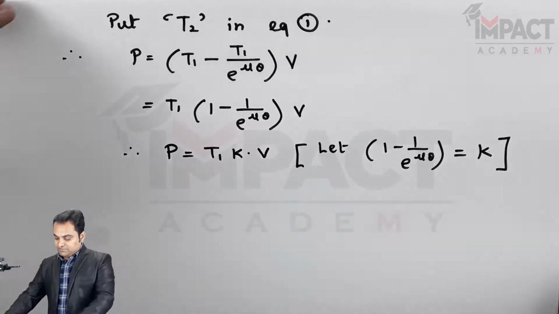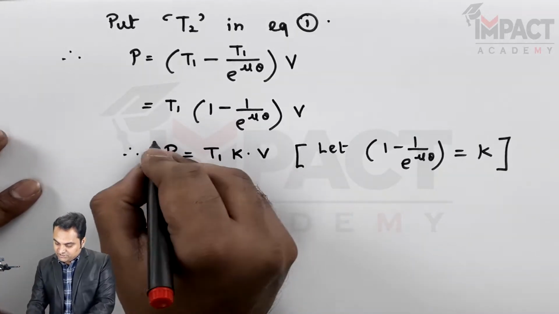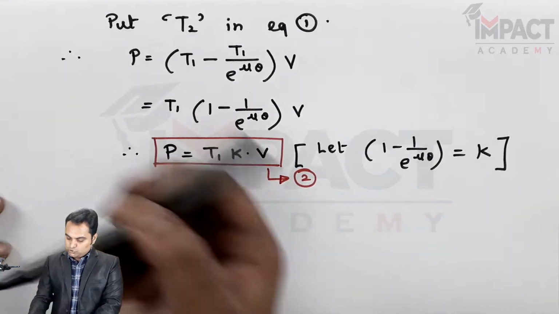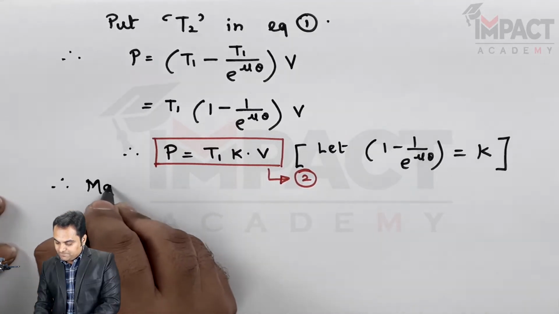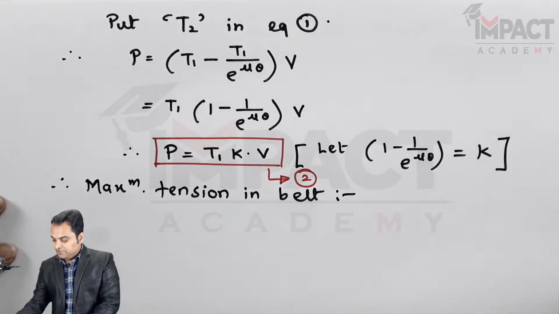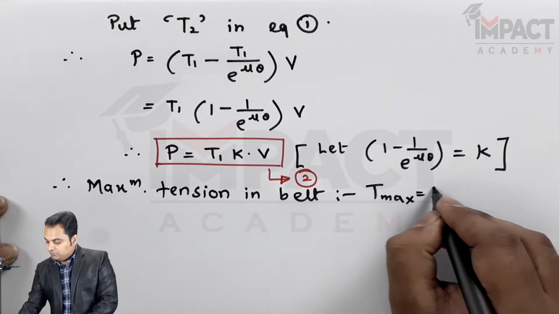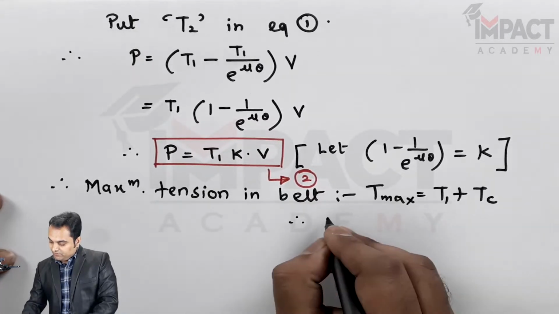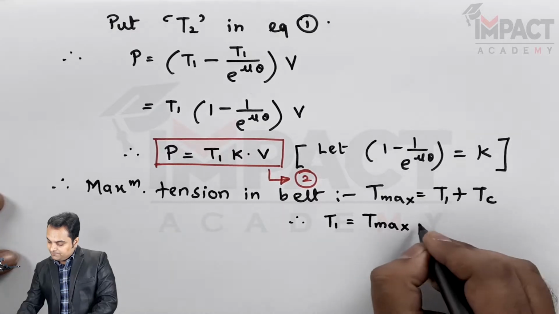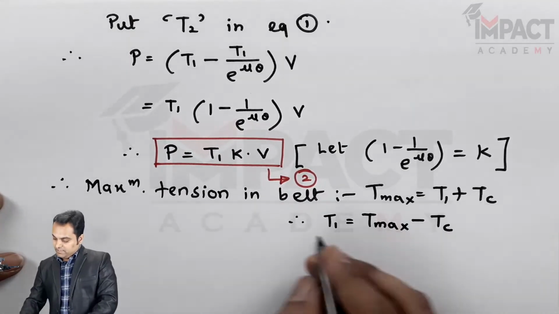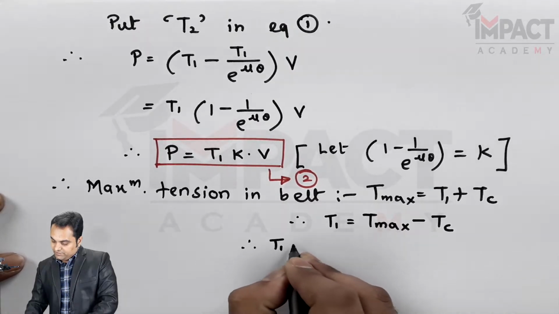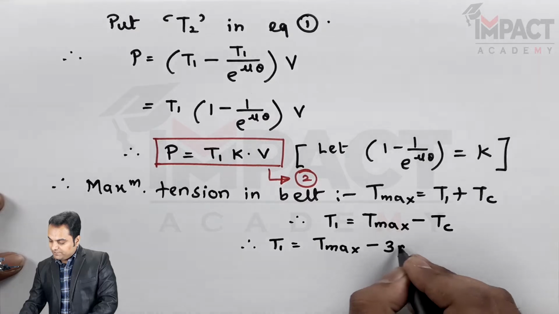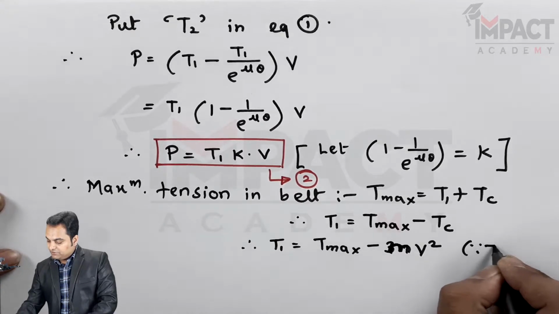Then after reaching this stage, I'll keep this as the second equation, and now I'm going to find T1 by using the formula for maximum tension in belt. Maximum tension in belt, that is T max, is equal to tension in tight side plus Tc, which is called the centrifugal tension in belt, and therefore T1 will be T max minus Tc, and Tc is mv square. That is the formula of centrifugal tension.